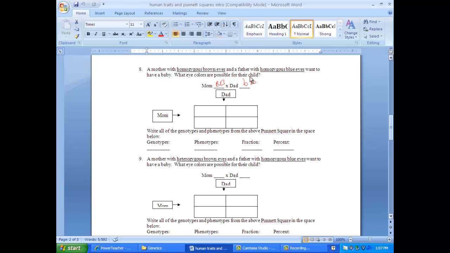Yep. You're going to get to the point with these where you're not even going to have to really do a Punnett square. So if dad is little b, mom is big B, is there any chance the child's going to have blue eyes? No. Genotypes. The only genotypes that are going to happen are heterozygous genotypes. So big B, small b. Phenotypes are going to be brown. Fraction is 4 out of 4. Percent is 100% probability that the child will have brown eyes. Okay?